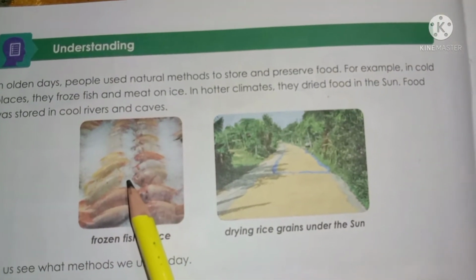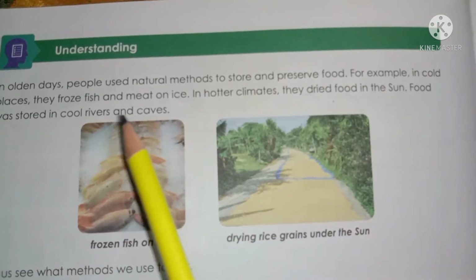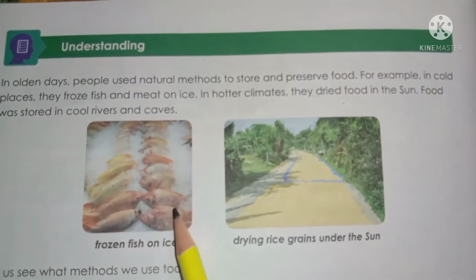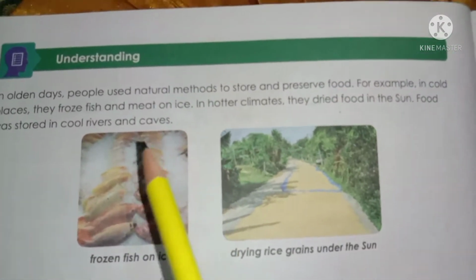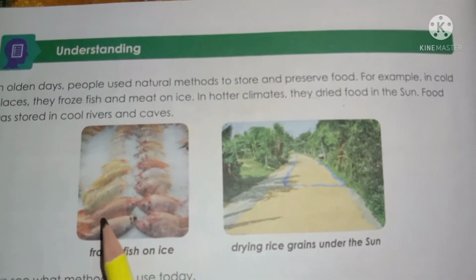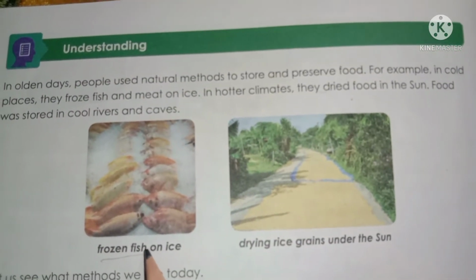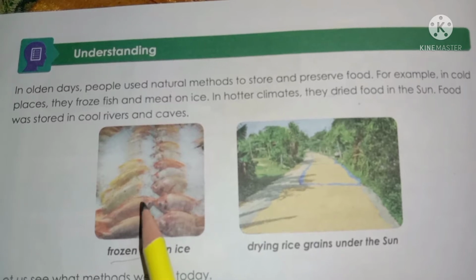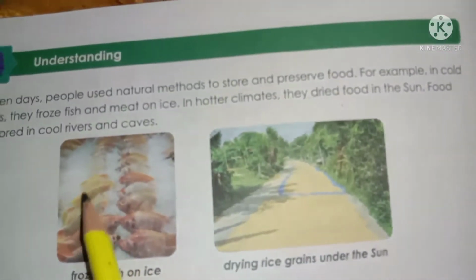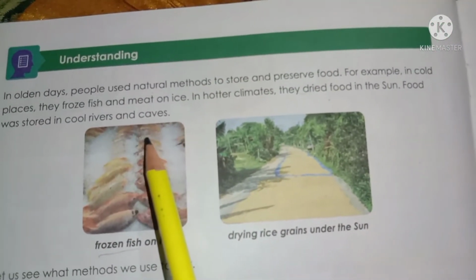Okay, after catching the fish from the sea or ocean, they take out the fish and store it in frozen ice or in salt. Both the fish and the meat they will preserve like this only, children. So they will either make the fish frozen on ice, or else they will add salt to the fish so that it will not get spoiled. Both the fish and the meat will be stored like this only, children.